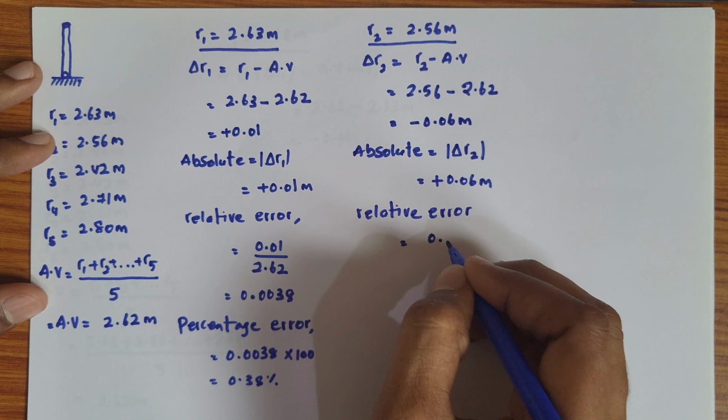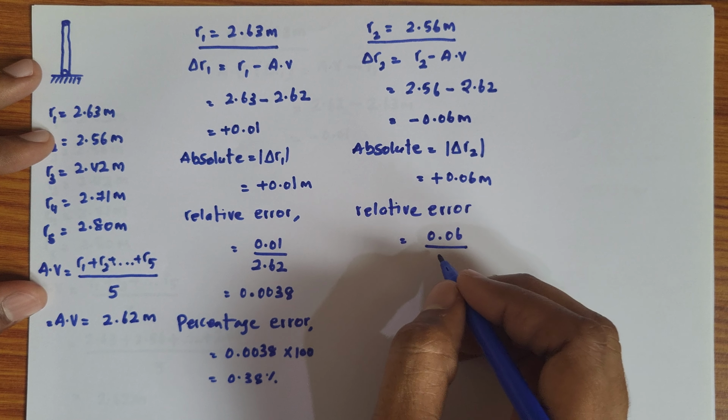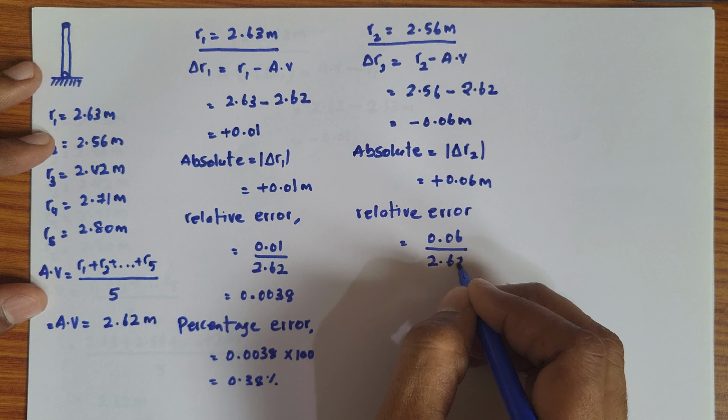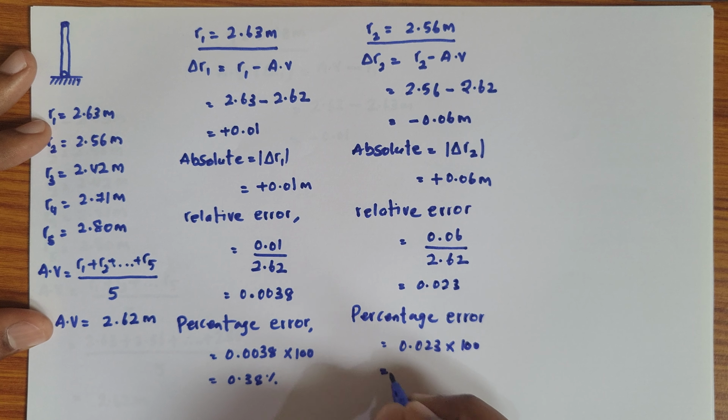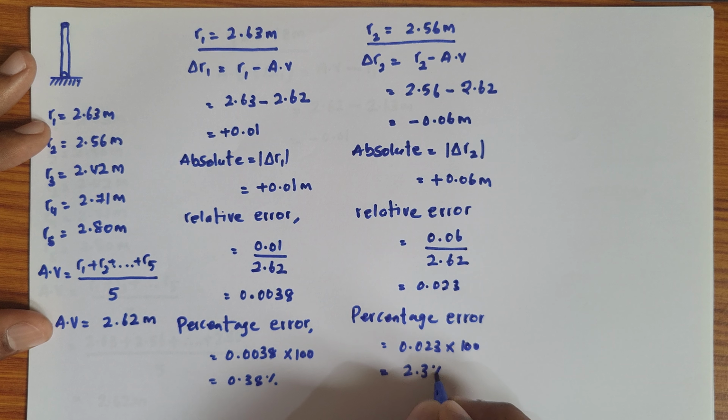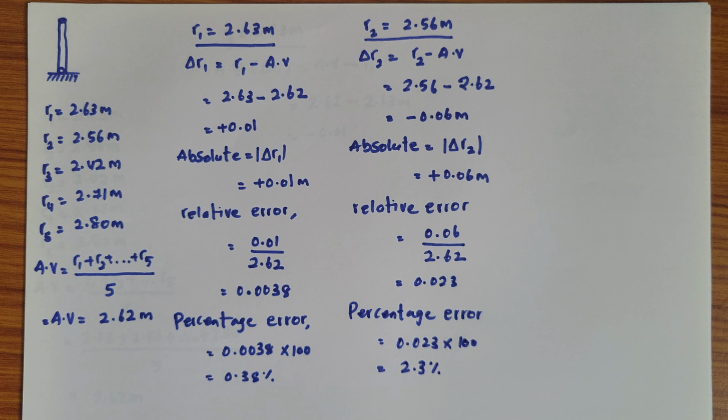Relative error is 0.06 out of 2.62. It is going to result in 0.023. Now percentage error. Percentage error means relative error into 100. So 0.023 into 100. We are going to get two zeros there. The point will shift two places this side. It is going to be 2.3%.